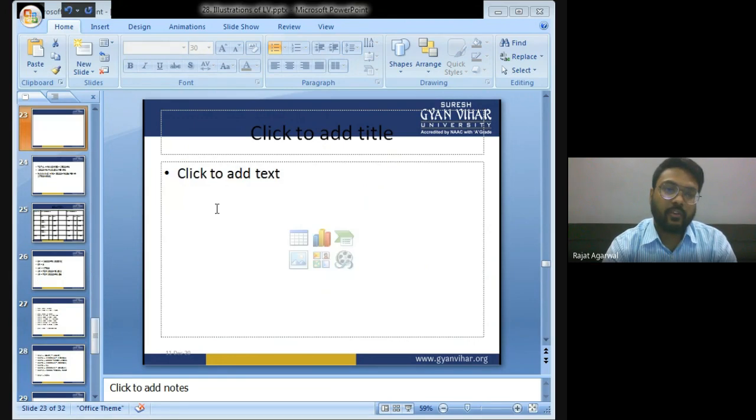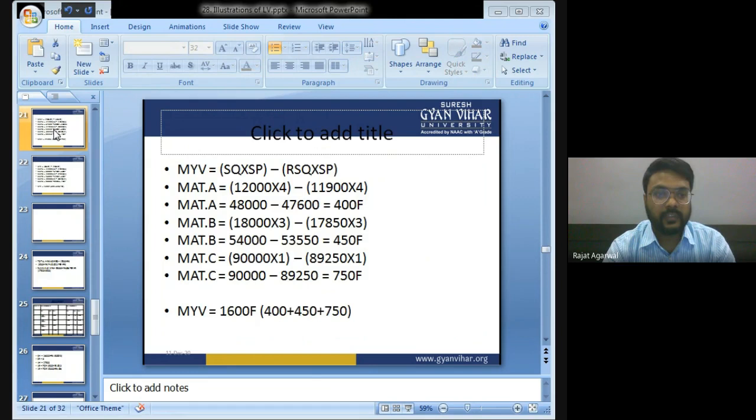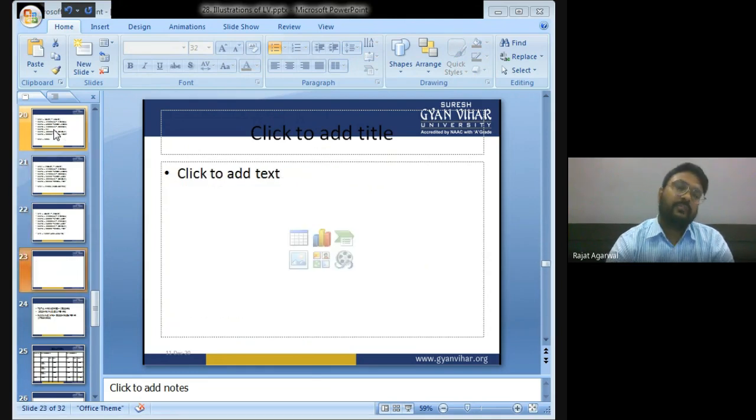Now let us calculate labor variances. But for labor variance, we do not need to make the table, because I told you that we make the table only when more than one category of labor is given. But there is only one category of labor given, and for one category of labor we do not need to make the table.